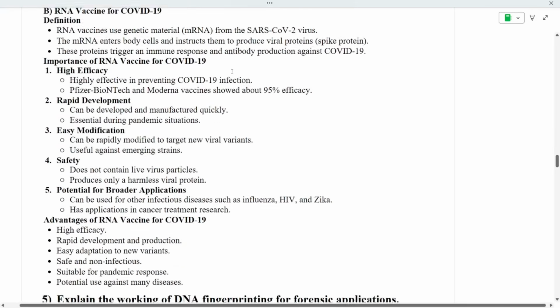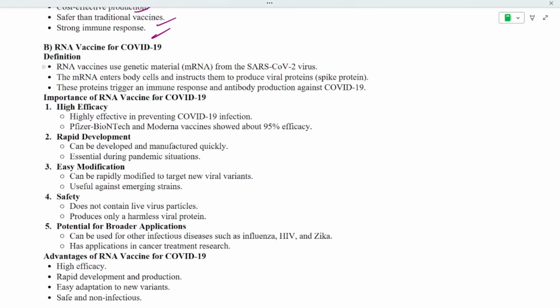Next is the RNA vaccine for COVID-19. An RNA vaccine uses genetic material, that is mRNA. You know, right, in the first module we discussed the types of RNA: mRNA, tRNA, miRNA, etc. Another type we discussed, right? That you have seen, I guess.